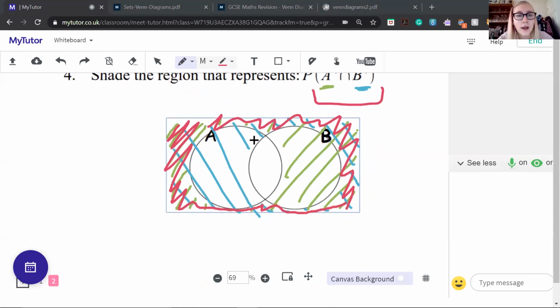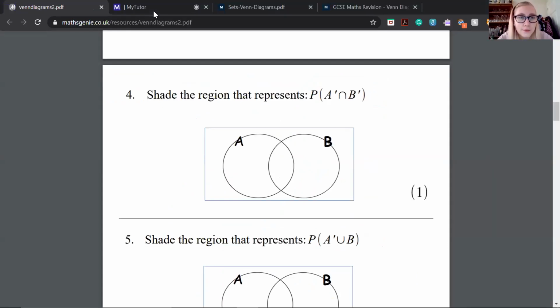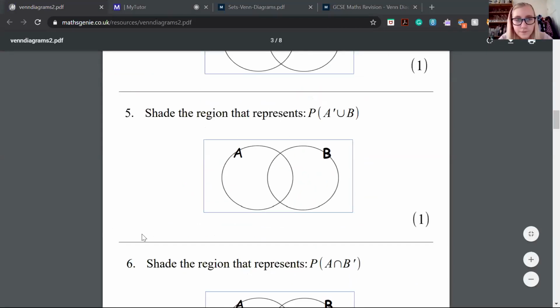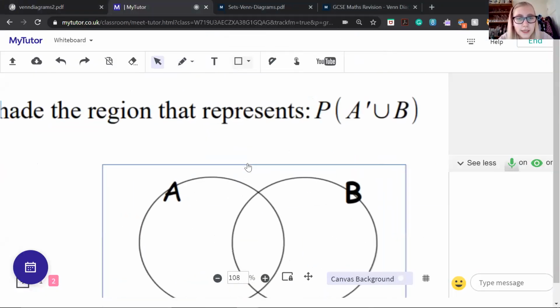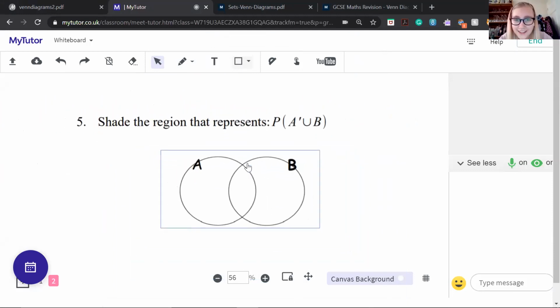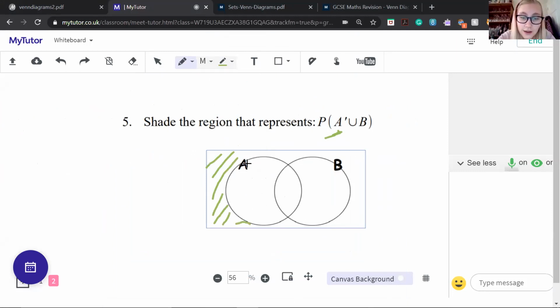Okay. I'm going to try some more just because I think this isn't the page that I want. Because I think if you're confused, then hopefully by doing some more, it will make sense. For example, this. So shade the region that represents not A or B. You don't have to understand what that means. You don't have to know at the moment. We're just going to do the same thing. We're going to think, right, what's not A? It's everything that's not in A. This is really hard to shade. Sorry, this is really, really bad.